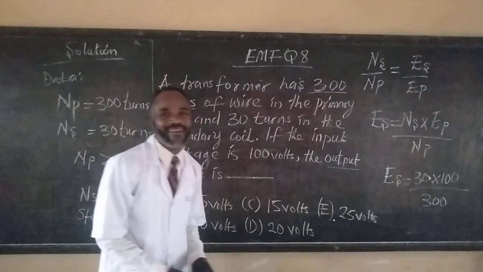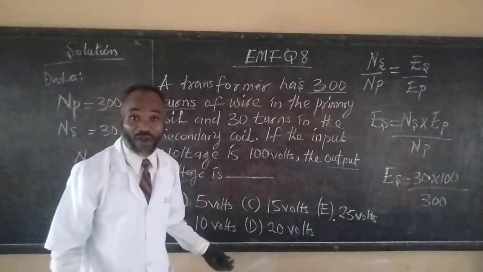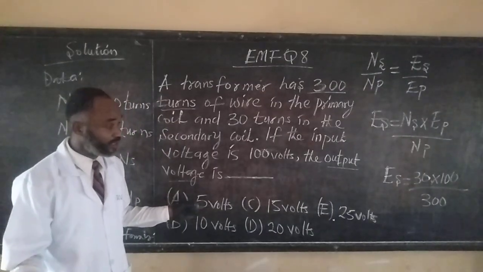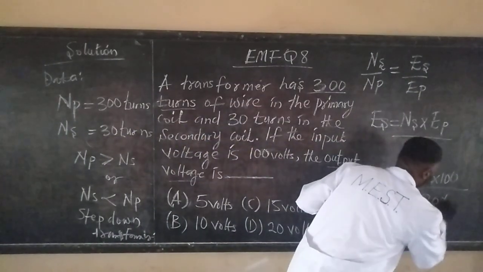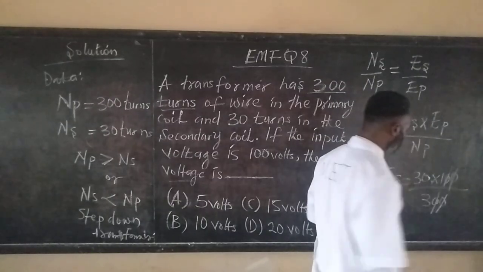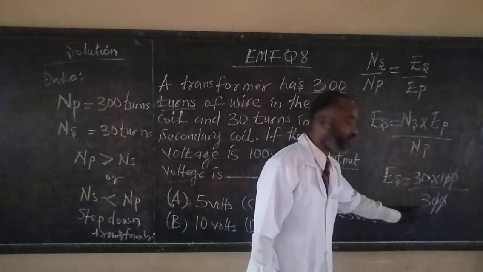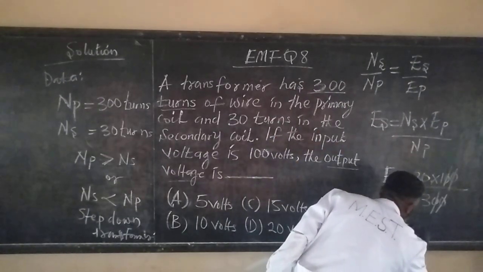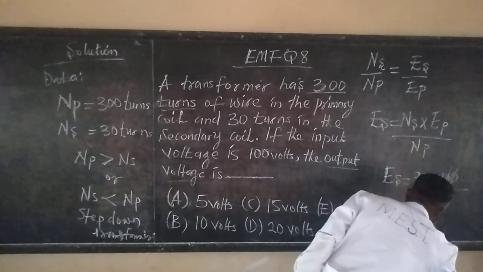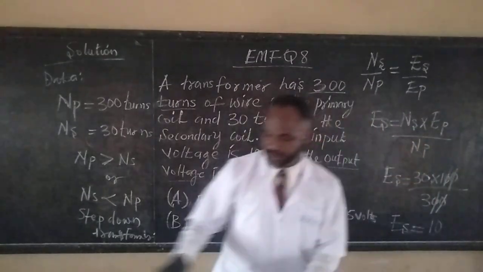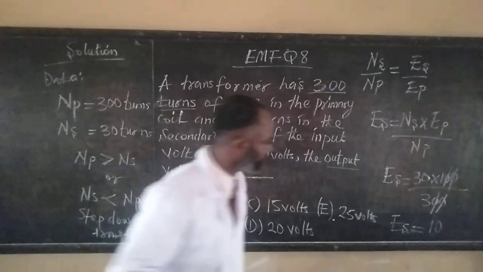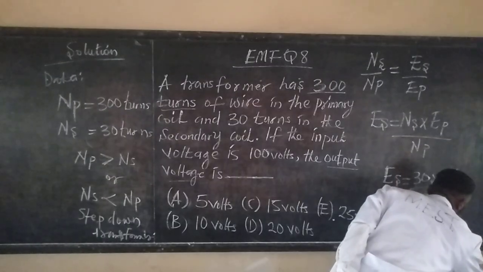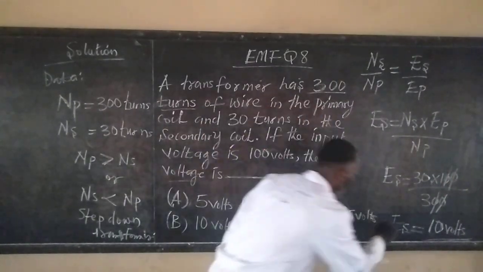Quite simple. The answer is already staring at us. We don't even need to do anything else. The answer is quite obvious. The zero cancels out, and we are left with just 3 and 30. 30 over 3 is just 10. This is no problem at all. This is not tough at all. This is just 10 volts. That is it. 10 volts.